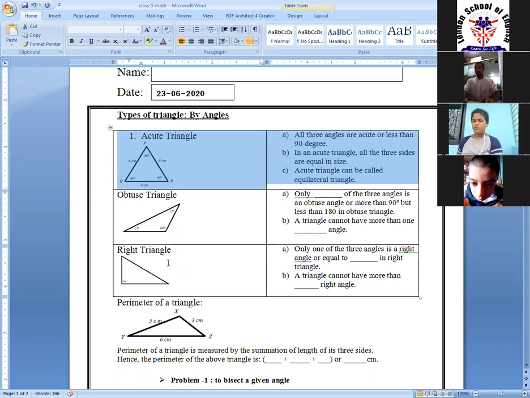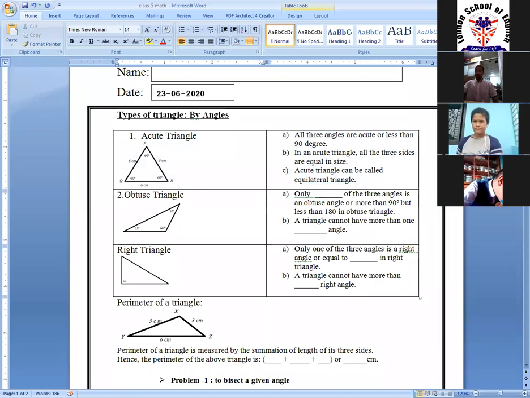In an acute triangle, all the three sides will be equal in length, and all the three angles will be equal in size. Okay, so I am going to number two. Look, what is number two?